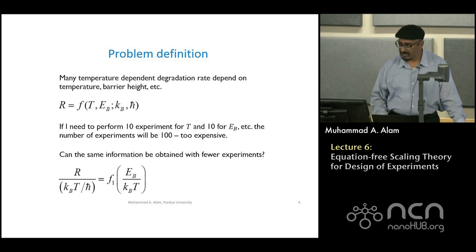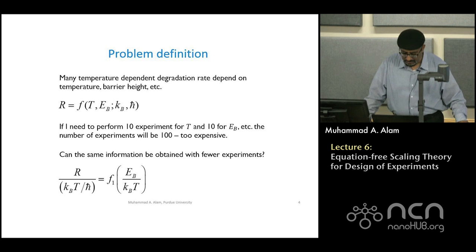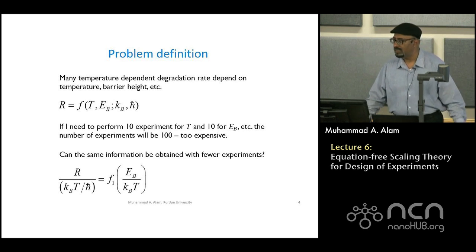So the question is, can you do better? And it turns out that you really can do significantly better even when you don't know the equation at all. You have no idea what the physics is. And the reason you will be able to do better is that very soon, given this combination of parameters, you will find that there are just two combinations of parameters which are dimensionless.